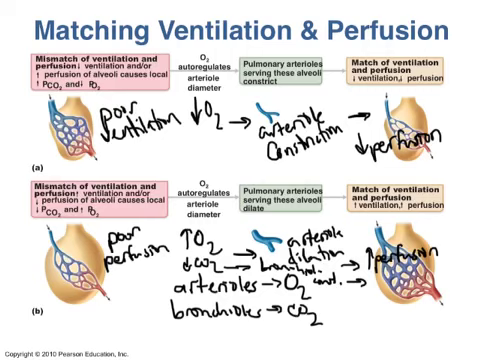And decreased ventilation to match the poor perfusion. So you can either correct the perfusion, or if you can't correct the perfusion, you decrease the ventilation. You basically close off that alveolus and say it's not worth it. I'm going to send that air to a better area, to a better perfused area.